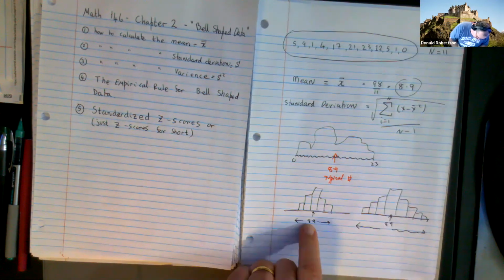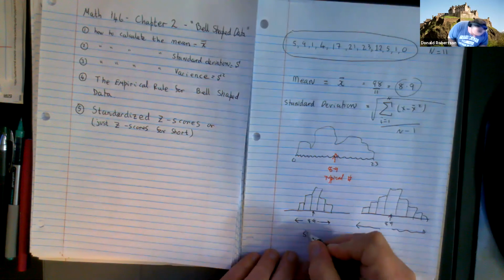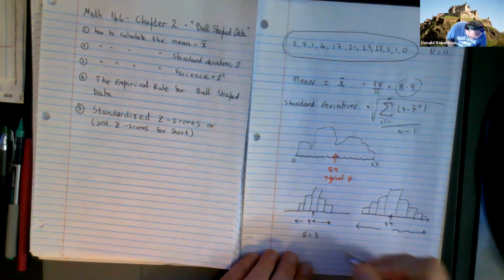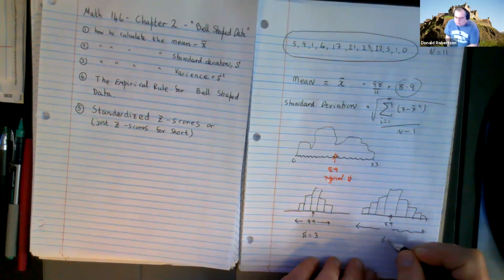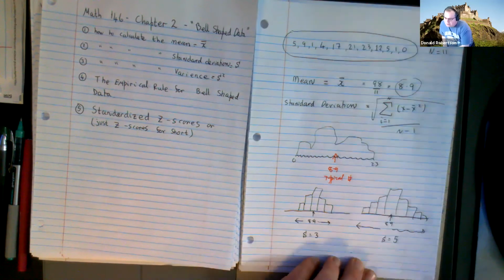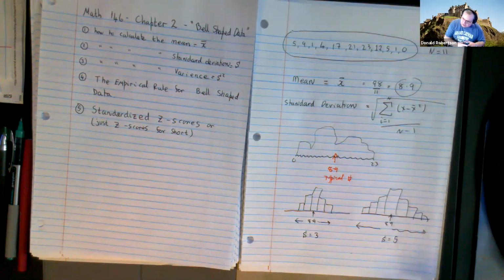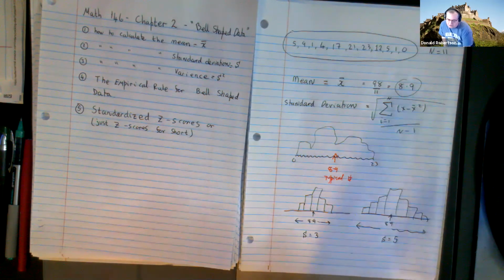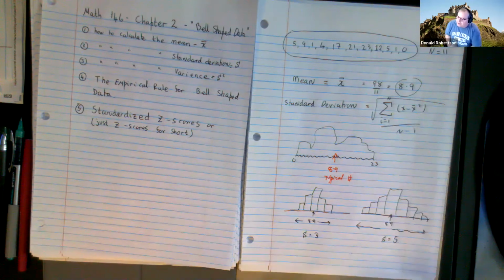In this case here, the standard deviation might be 3. And in this case here, it would be a bigger number, 5. So if the standard deviation is a big number, it's essentially telling you how spread out the data is. And if the standard deviation is a small number, it's essentially telling you that it's not that spread out.